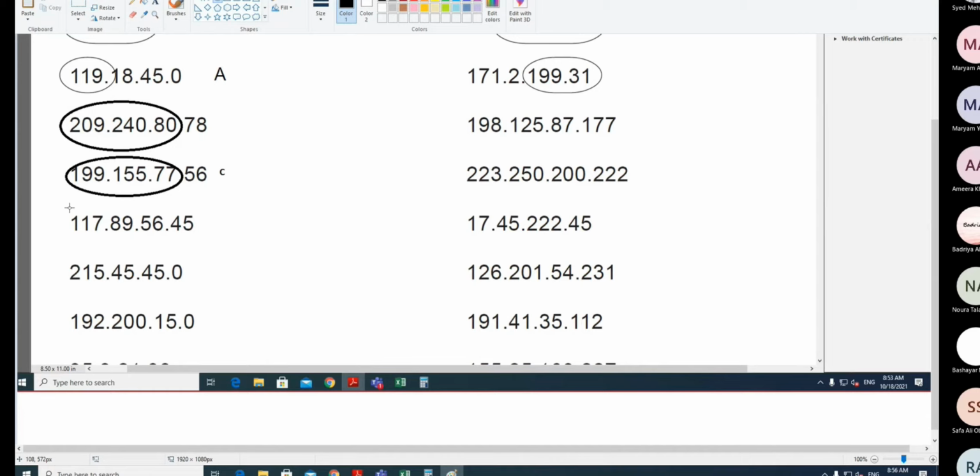Yes, it is A. So the network portion will be this one. Okay, so this is our network portion. Okay, so what is this one?